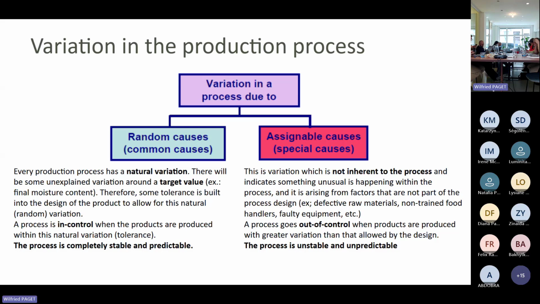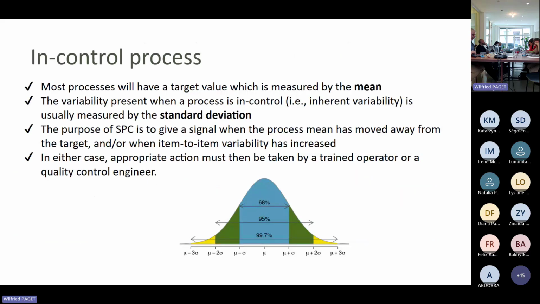So when this happens, the process goes out of control, and we need to take some action to bring the process in control again. So the process, if it is affected by these causes, can be unstable and unpredictable. Okay, so how do we see that the process is in control?